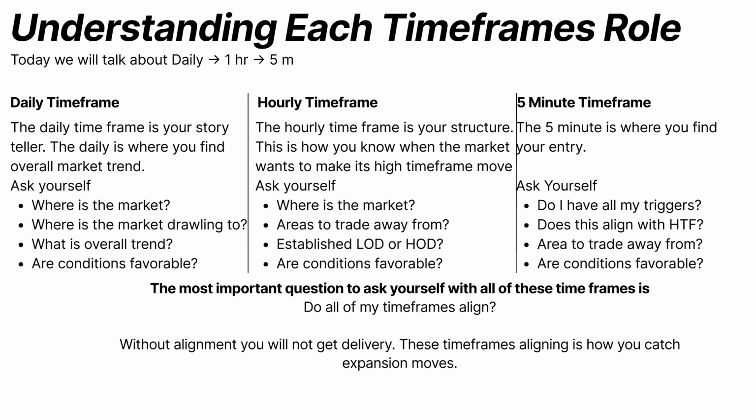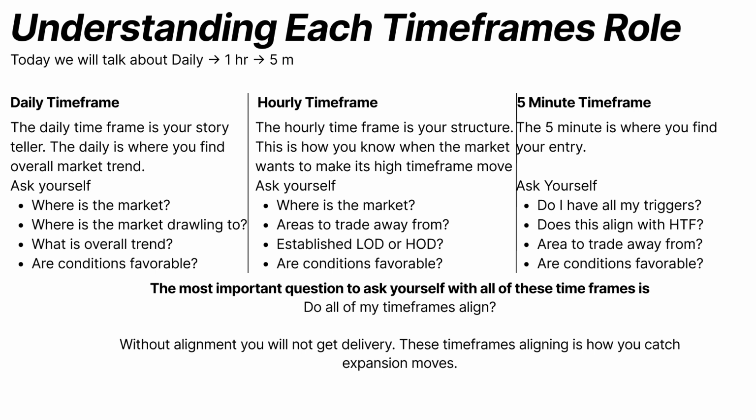Once you have these two down, you move on to the 5 minute. The 5 minute is where you find your entry. You're going to ask yourself, do I have all of my triggers? Does my daily and my hourly time frame, do they give me what I need? Does this align with my higher time frame? Do I have an area to trade away from? And are my conditions favorable?